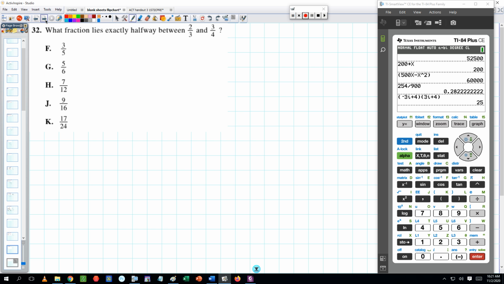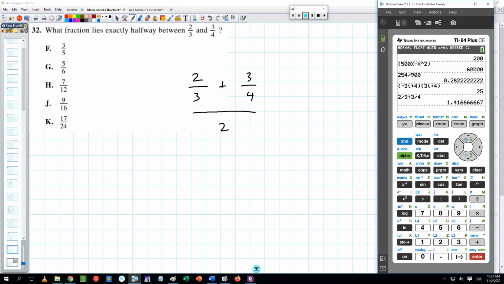What fraction lies halfway between 2/3 and 3/4? So what we're going to do here is average. We're going to take 2/3 and 3/4 and average them, and I'm just going to use my calculator. So 2 divided by 3, add that to 3 divided by 4. There's the top. You can use your math button to change that to a fraction if you want. I'm going to take that answer and divide it by 2 so I can get an average. And I get 17/24. You could use your fraction button early like I did, or you could use it at the end and get that 17/24. Our answer is K. That was probably easier than you thought. Have a nice day.